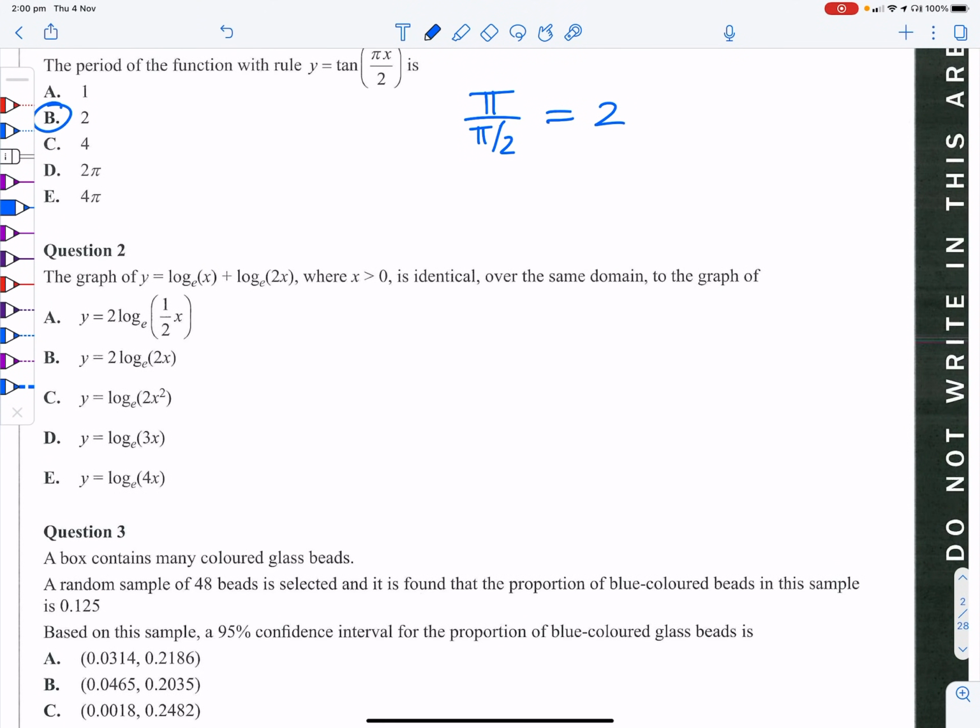Okay, this one here, these two graphs are identical over the same domain. We know if we've got a plus here, well, that can be log e of 2x times x, which is log e of 2x squared, which is that there. Of course, if x is greater than 0, this will work, but it'll also work for negative values, but over the domain greater than or equal to 0, it's going to work.